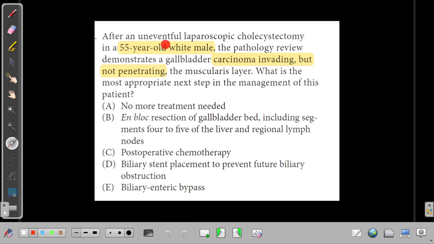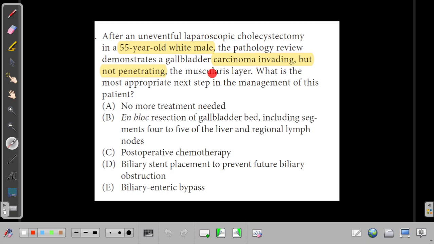After an uneventful lap chole in a 55-year-old white male, the pathology review demonstrates a gallbladder carcinoma invading but not penetrating the muscularis layer. This is T1B. T1A is limited to the mucosa, reaching only to the lamina propria. If it goes deeper to the muscular layer, it will be T1B.